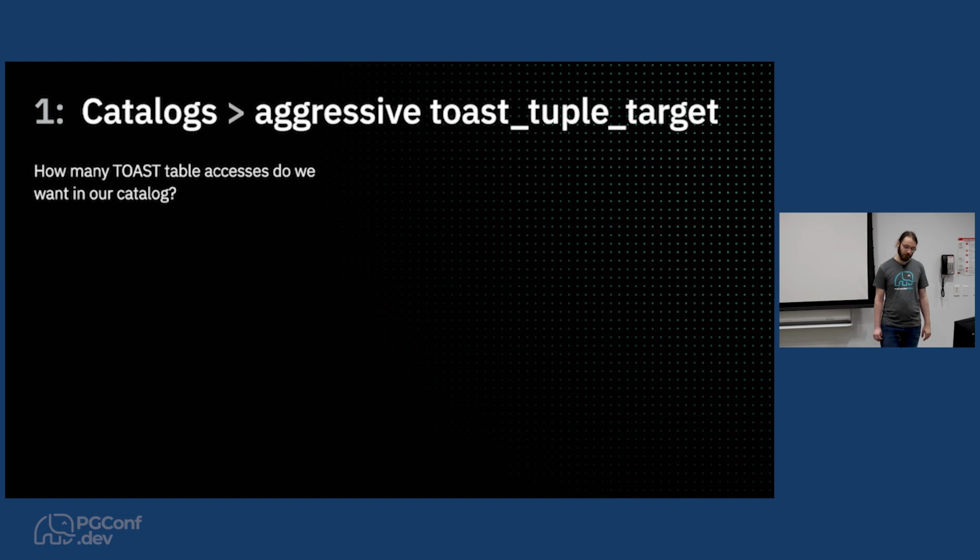I also tested around with putting a more aggressive toast tuple target on the catalog tables. Especially in PG rewrite, it saves 10% or so of the current table size. It's not a lot, but on the whole of the system, it can be quite significant if you really want the last data out. And it is a bit of a mixed bag.